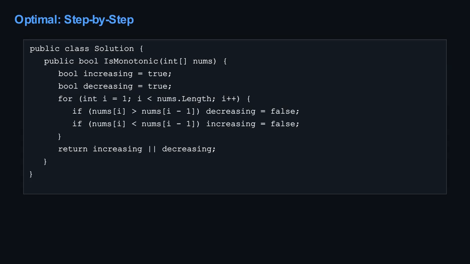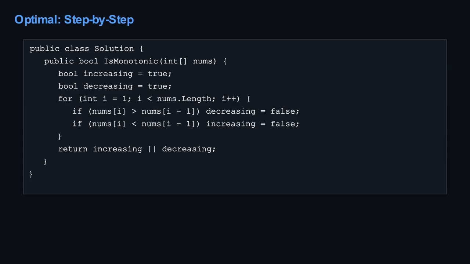Our variables are now increasing is true and decreasing is false. Next we check, is nums at I less than nums at I minus 1? Is 2 less than 1? No, it is not, so increasing remains true. The loop continues. Now I becomes 2. We compare nums at index 2 whose value is 2 with nums at index 1 whose value is 2. Is nums at I greater than nums at I minus 1? Is 2 greater than 2? No, it is not. Decreasing remains false.